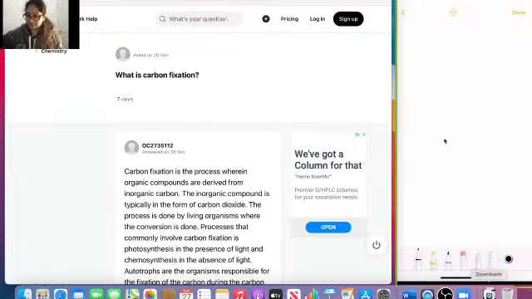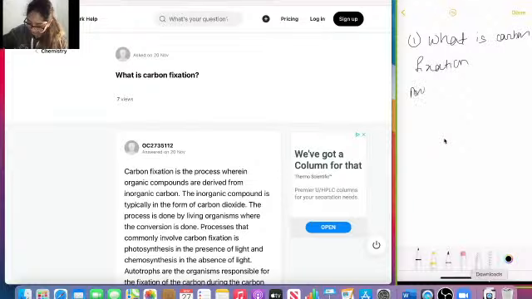Okay, so our first question here says, what is carbon fixation? Carbon fixation is the first step of the Calvin cycle. It is part of the Calvin cycle to make basically ATP.